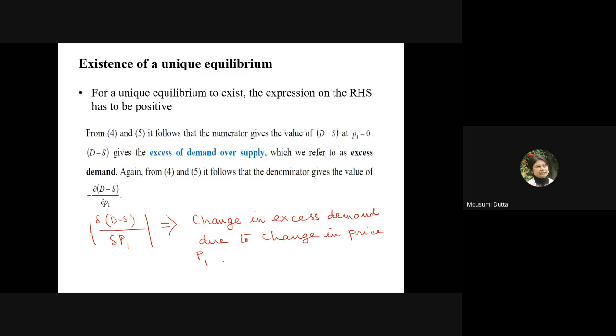Okay, very good. So we are getting in the numerator the excess demand at P1 equal to 0, that is, when price is equal to 0. What is the volume of excess demand that we got in the numerator? And in the denominator, we are getting minus of the change in that excess demand when price increases. Starting from 0 price, when we are moving towards positive price, how excess demand is changing, that we are getting in the denominator.